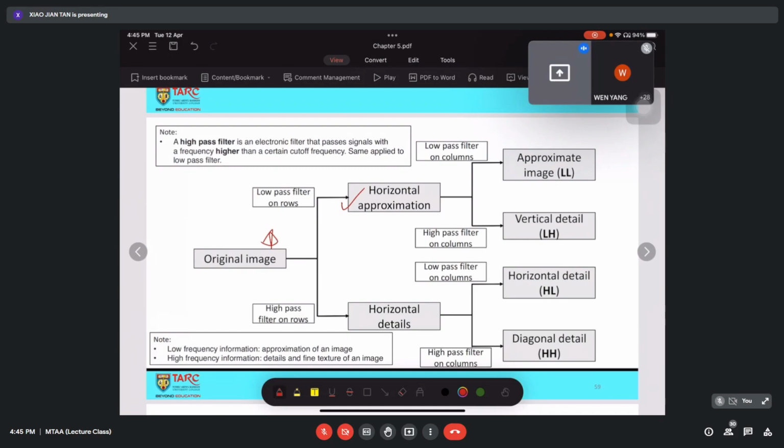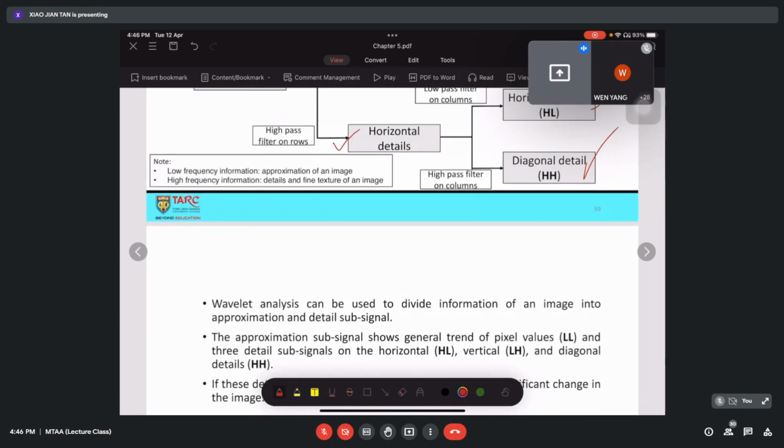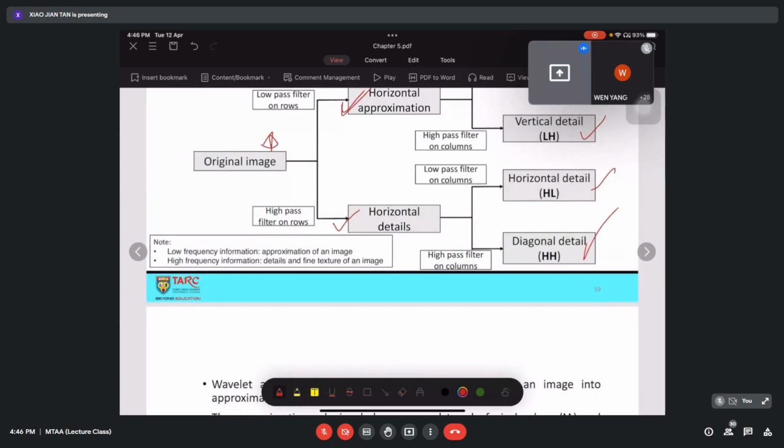So after you apply the low pass, low frequency passes through, which means you have only the low frequency information, which is the approximation information, in terms of horizontal. In opposite, you have the high frequency information, or the so-called details. Then you apply the low pass filter again, so you have both horizontal and vertical approximation. And if you apply the high pass filter, you will have the vertical details and so on. Okay, so this is how the wavelet transform is applied and works.